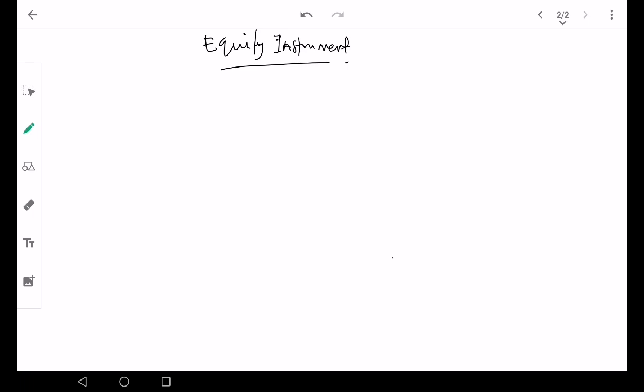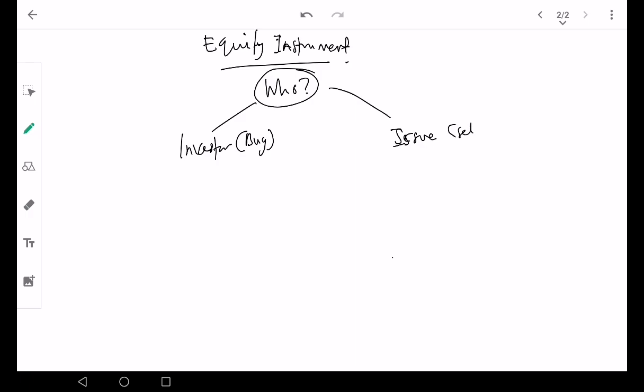So under this equity instrument, you need to know who you are. Are you the investor? I can say you buy the share, or you issue the share, or maybe you can say your company sells the shares. So the accounting treatment, the recognition, will be different. Okay?